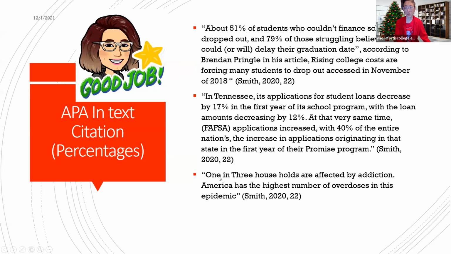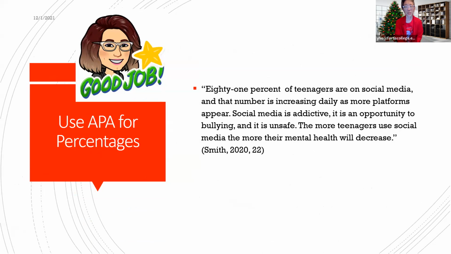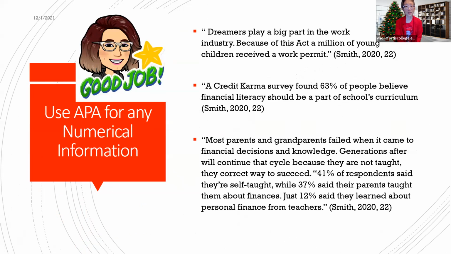1 in 3 households are affected by addiction. America has the highest number of overdoses in this epidemic. So here you have both a number and medical information. Then you have to cite the source. Here's another percentage. 81% of teenagers are on social media. Then you have to cite the source. Use APA any time you cite any kind of number.